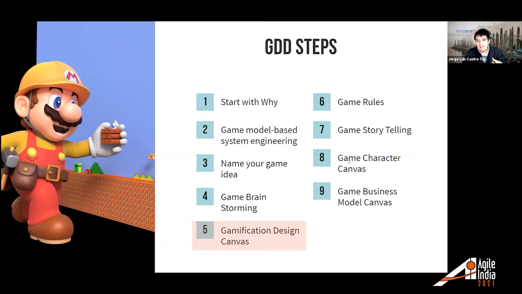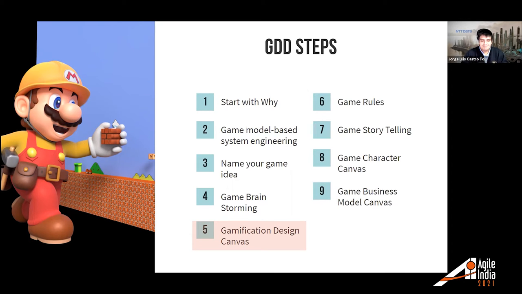Number 8 is the game character canvas, which is basically a canvas where you can design your main characters for the game. Imagine that you are designing a game for developers. You need to decide that this character is going to be a developer, but you need to prepare some characteristics of this developer, how this developer is going to interact with the game, and so forth. It's part of the character design of any game.